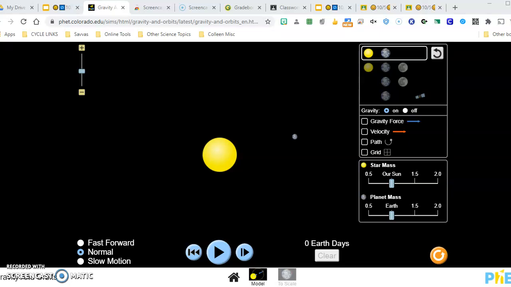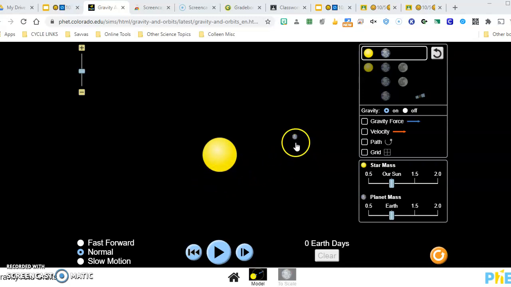I'm going to use this Gravity and Orbits lab to help explain how gravity and inertia keep the Earth in orbit around the Sun. In this model, you can see the Sun is represented by this yellow circle here in the middle, and this is the Earth.